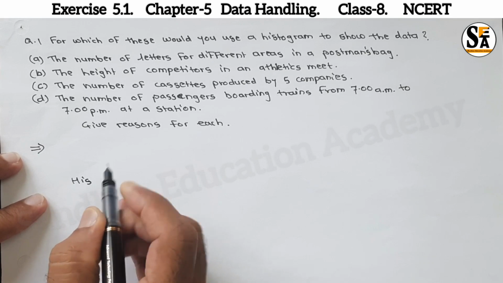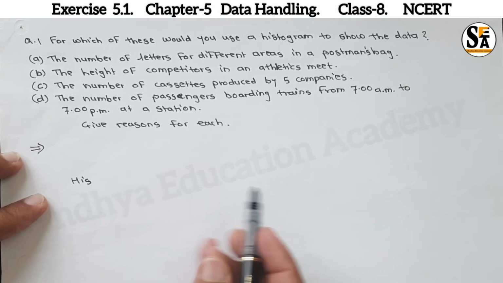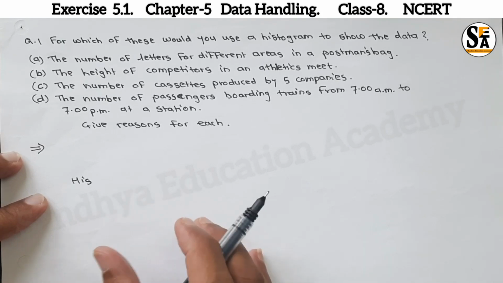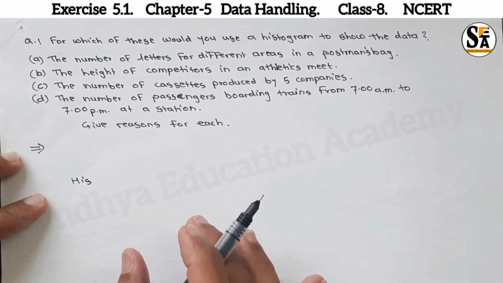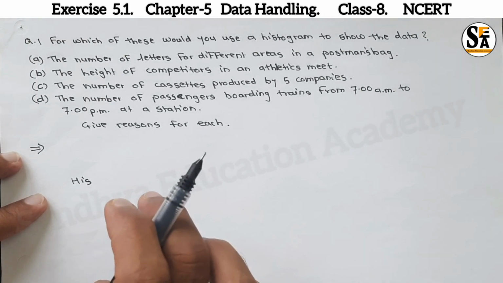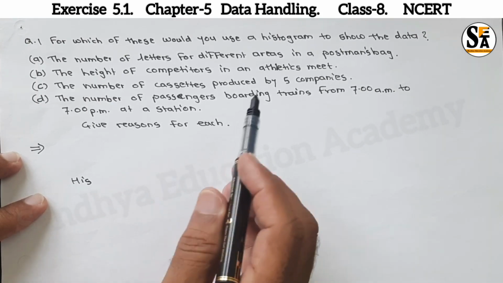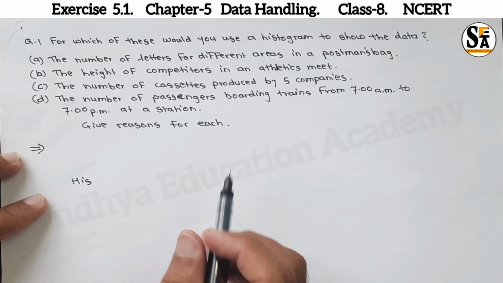In the data handling chapter, we have studied different terms: raw data, frequency, bar graph, histogram, pie chart, and all these. In this exercise, we will see the frequency chart and histogram, the questions related to frequency and histogram.